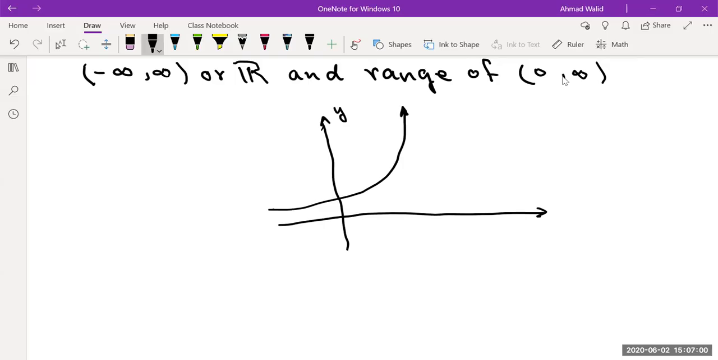This is y, this is x. And this graph represents f of x equals b to the power of x, right? You see, your domain is from negative infinity to positive infinity. But the range always starts from 0 to positive infinity, correct? And it's a continuous function. There is no hole, no break, no gap in this function. That's why we call it a continuous function. Now, a few more notes.